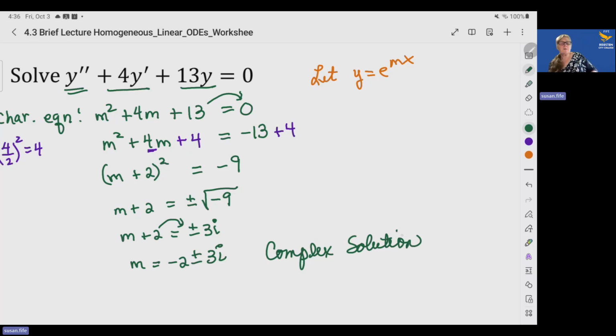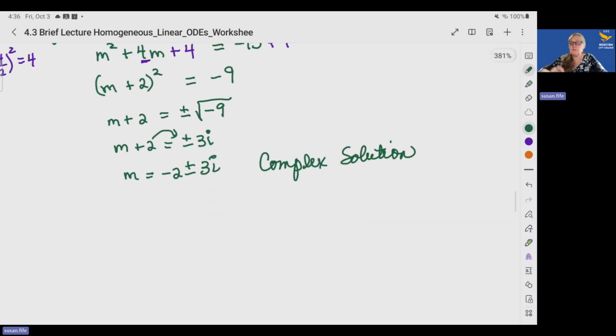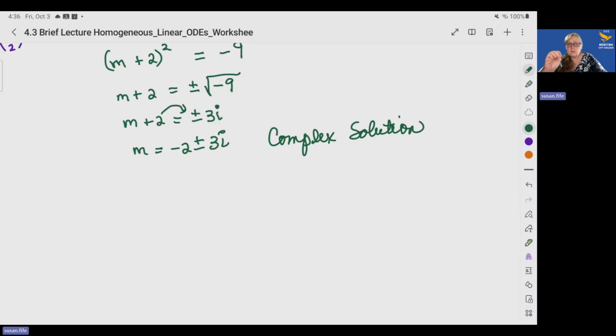When you have complex solutions, you end up with solutions that contain sine and cosine. The explanation for that is given in the textbook, and with just a brief lecture, I don't go into the explanation. So here, our two solutions are going to look like this. You're going to have e to the negative 2x. That exponential comes from the real part of our solution for m. And then you have a sine and a cosine.